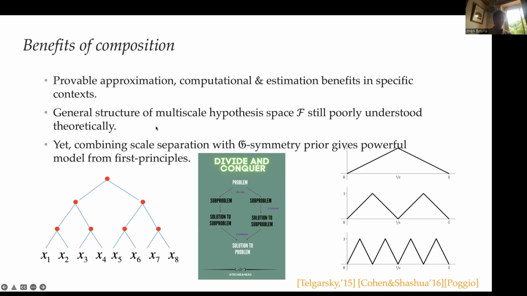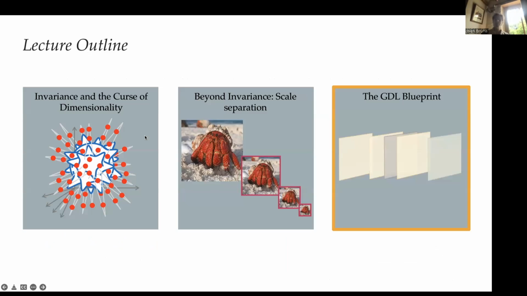But in any case, this prior of scale separation, this view of parameterizing functions as a composition, can be combined very naturally with the other prior, which is the prior of symmetry. That's what we are going to see right now. That's the third part, the geometric deep learning blueprint. I will pause again before moving into the last part, in case there's any question.